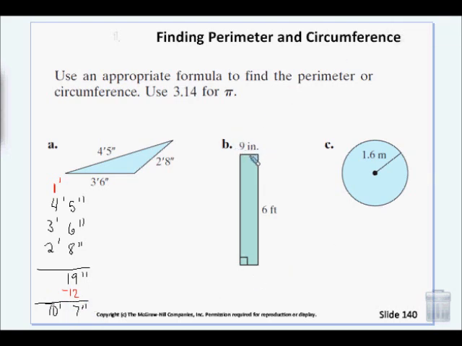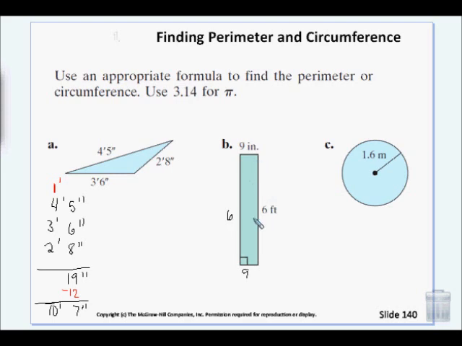Using their formula, we would do 2 times 9 plus 2 times 6. Or if you don't remember that, you know that this is also 9 and this is also 6, right? So 18 plus 12 is 30. Oh, wait a minute. Why did you let me lie to you like that? Inches, feet. Oh.